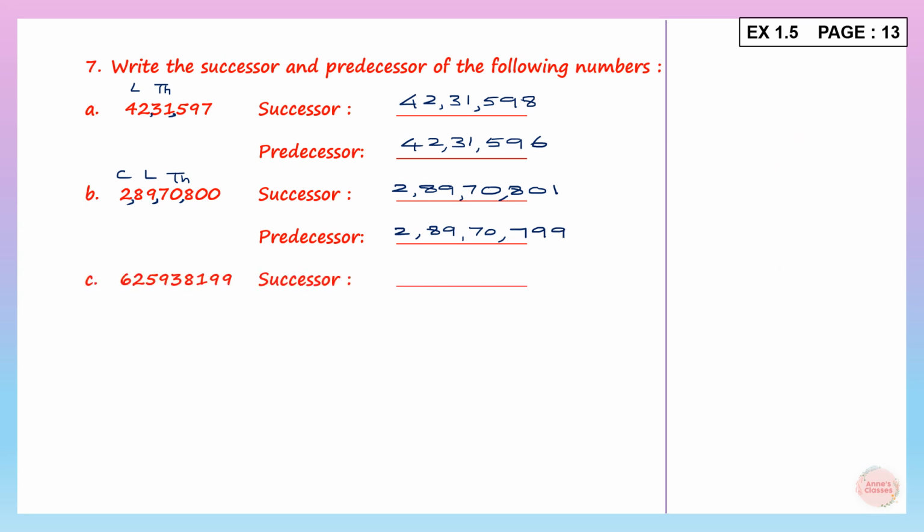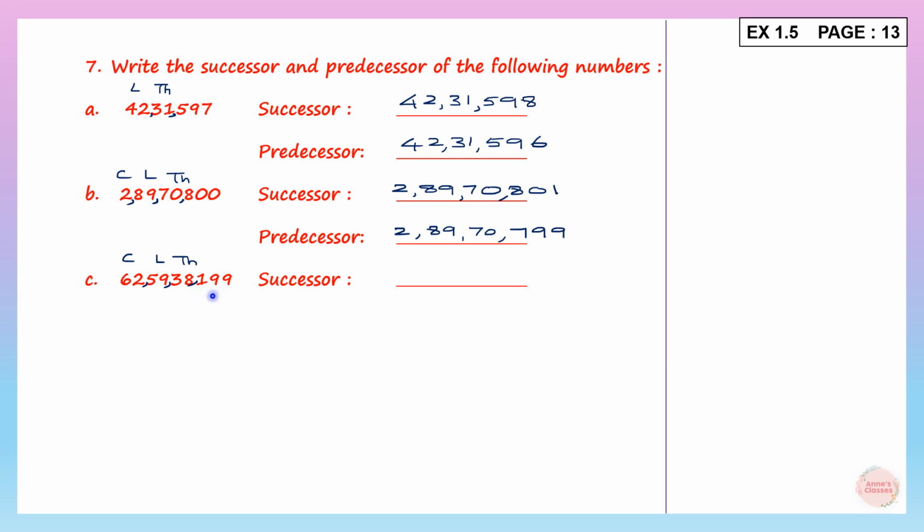Next one. Let's put the commas. Ones, tens, hundreds, thousands, 10,000s, lakh, 10 lakh, crore. So this is crore, this is lakh, this is thousand. So let's read this. 62 crore, 59 lakh, 38,199. To write the successor, let's take only this ones period.